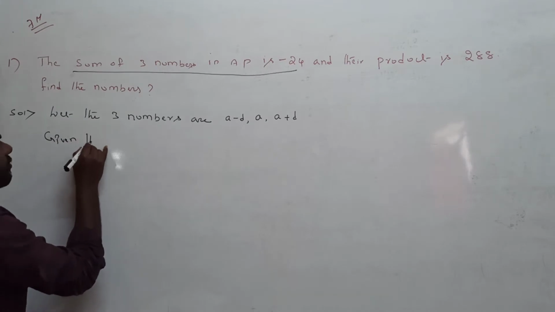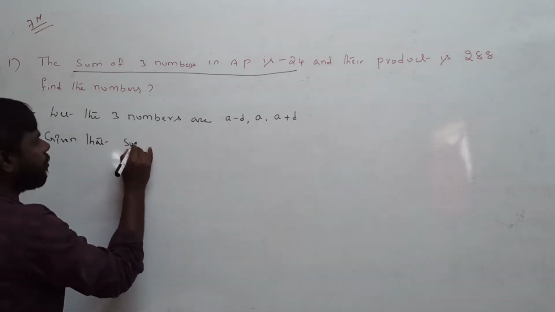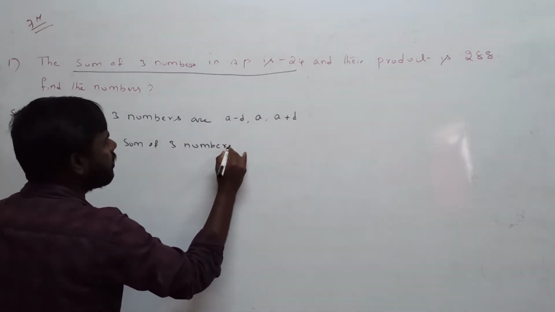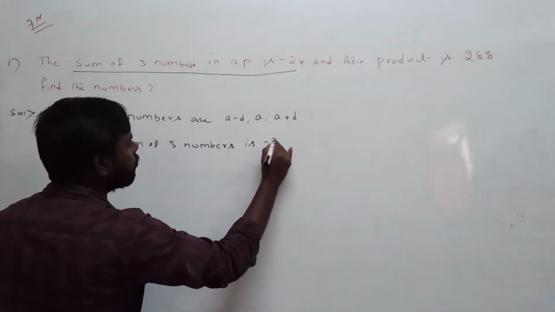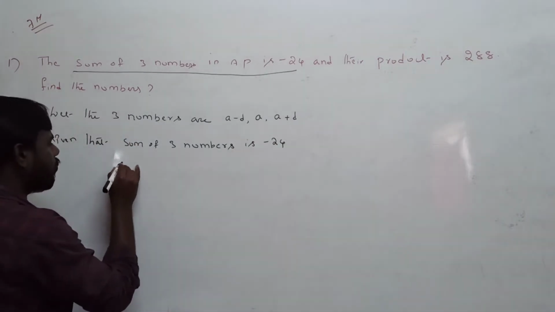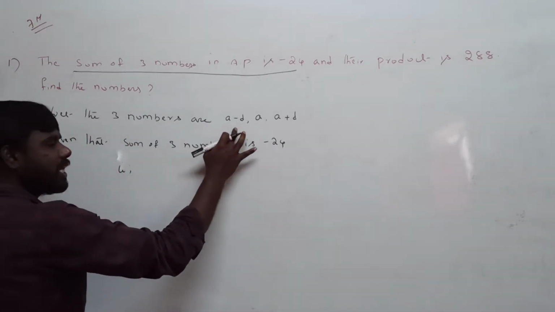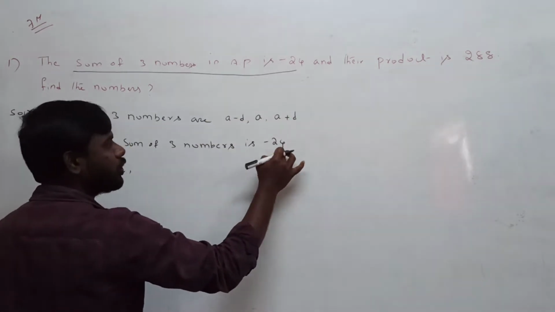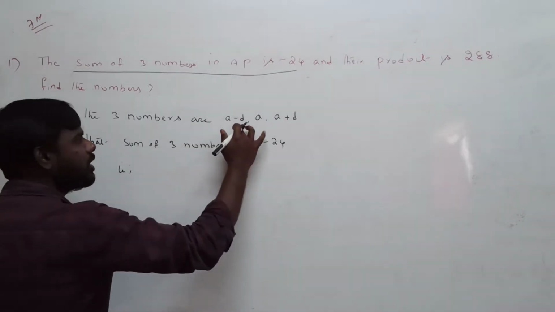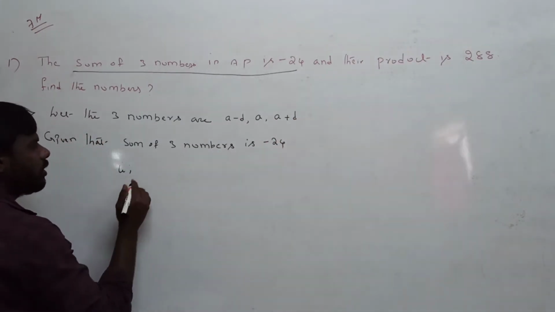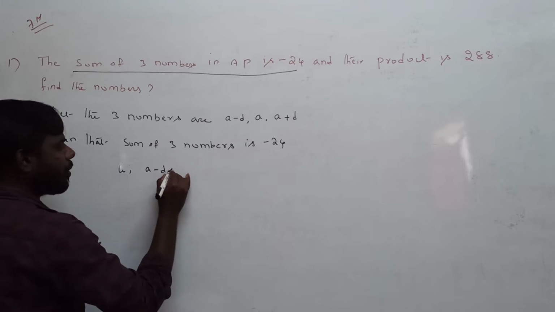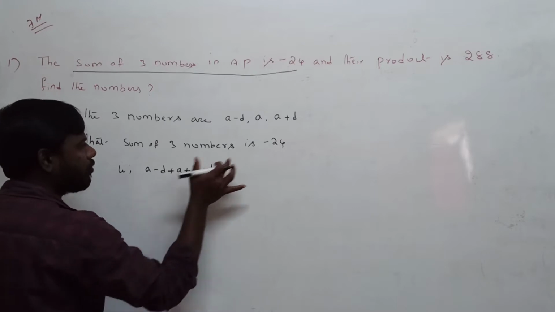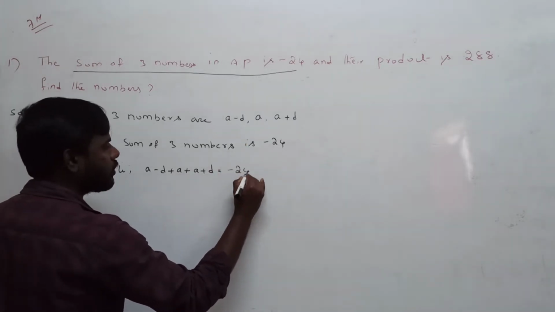Given that the sum of three numbers is minus 24. So what are we assuming for the three numbers? a minus d, a, a plus d. The sum of the three numbers is equal to minus 24, so we should add the three numbers. First number is a minus d, plus second number is a, plus third number is a plus d, is equal to the sum of three numbers, which is minus 24.